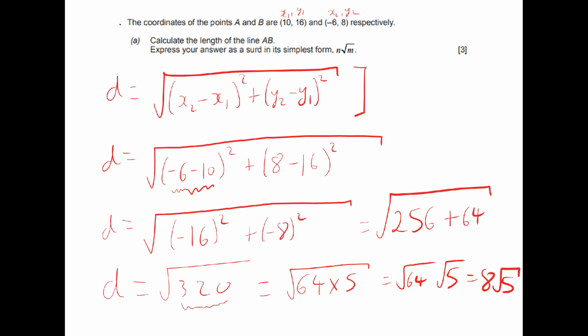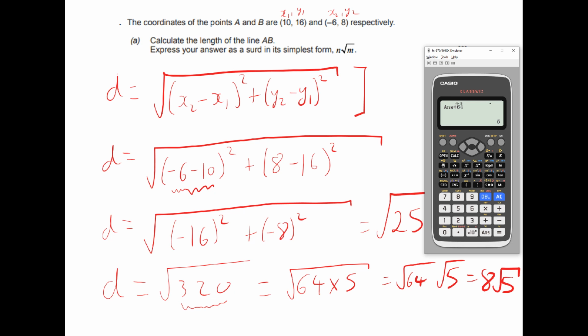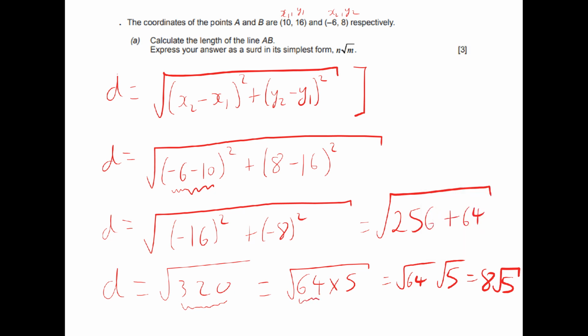I just guessed that 64 will be a factor of 320. So if you do 320 divided by 64, that does work. And I've chosen 64 because it is a square number. Then I can see I have 64 times 5 because 320 divided by 64 is 5. Then I can separate my square root as before, leaving me with 8 root 5.